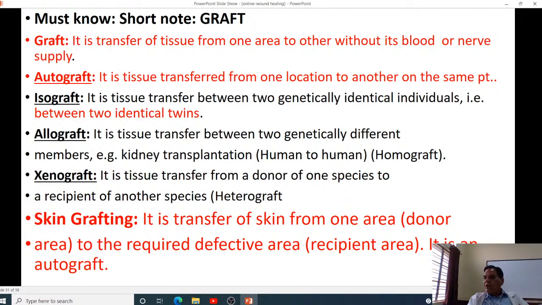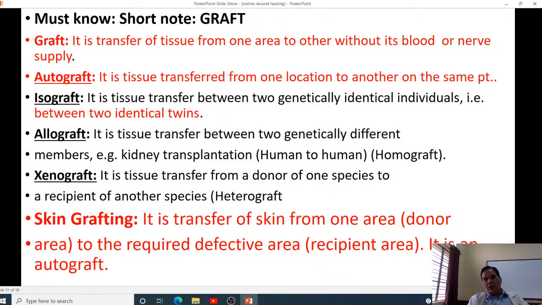In simple graft, the commonest we perform is autograft. What is it? It is a tissue transferred from one location to another location in the same patient. That means what we are commonly doing in our general surgery is autograft. What do you mean by isograft? It is a tissue transfer between two genetically identical individuals. That means identical twins. This is a rare condition, but it has to be mentioned. Iso means identical twins.